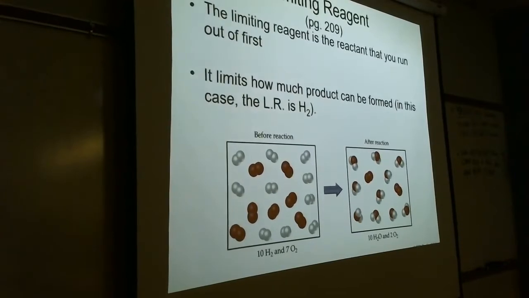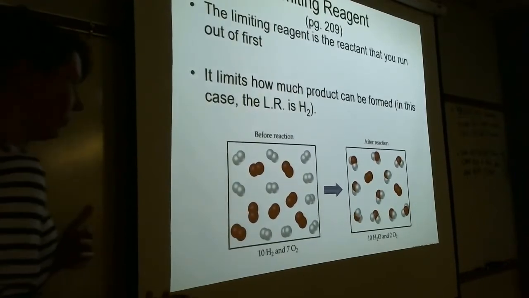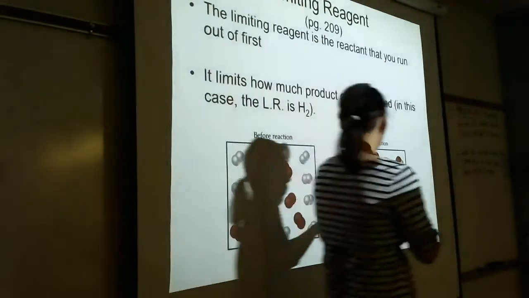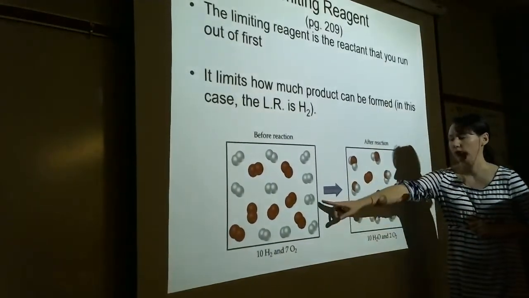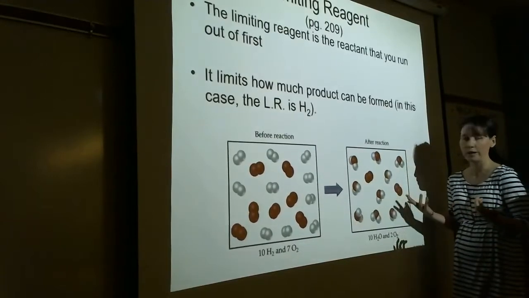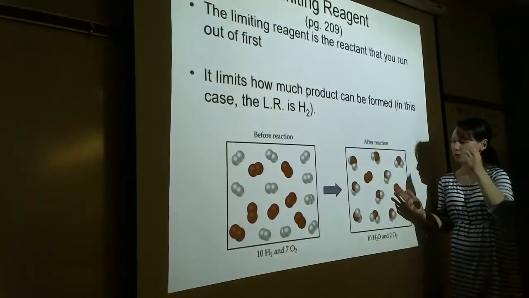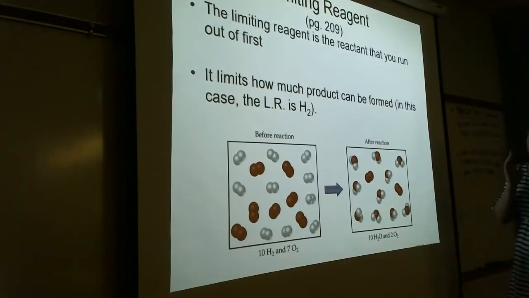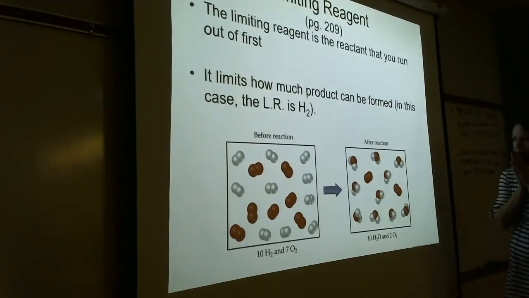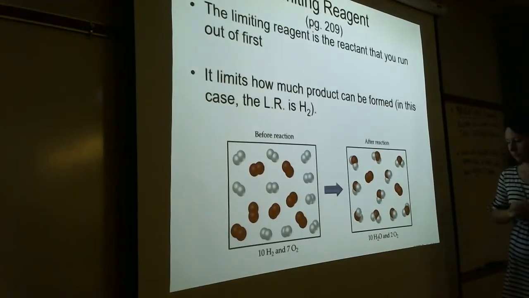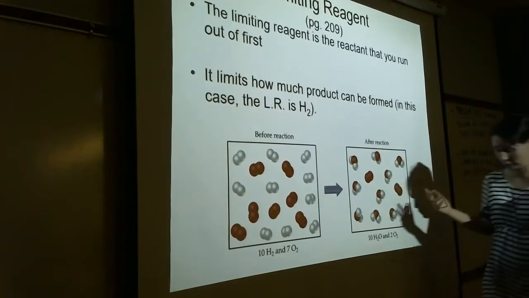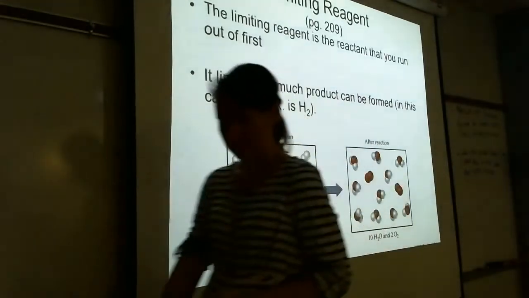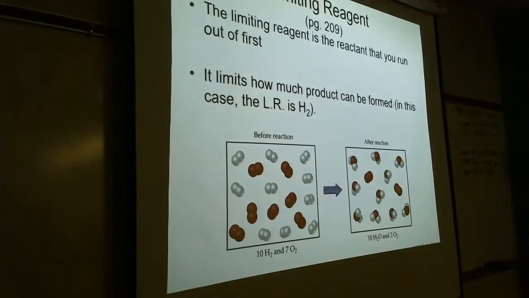And the same thing works in real life, okay? In this reaction, here's the before and the after. Notice I've got red ones left over, but I don't have any of the gray ones left over. So that means that I ran out of the gray one first. Right, so the gray one here is H2, because I'm making water, right? So the one that I ran out of first was the H2, that's my limiting reagent, right? It limits the amount of product I can make.